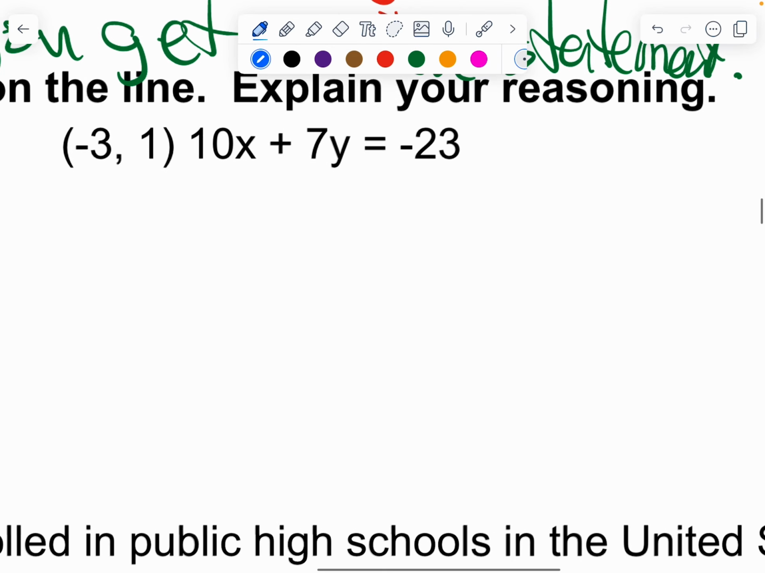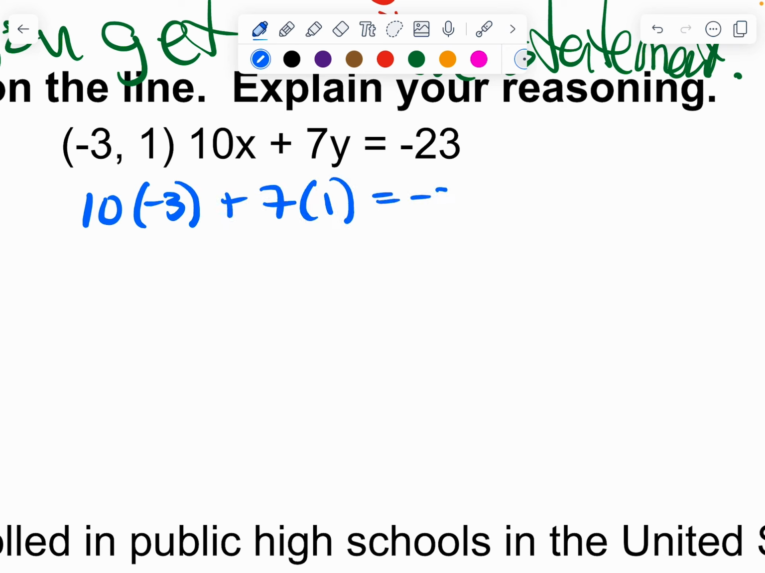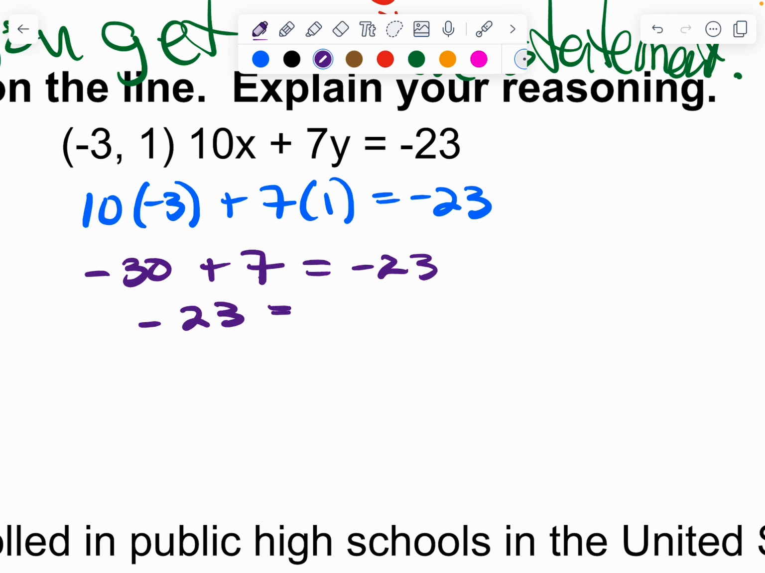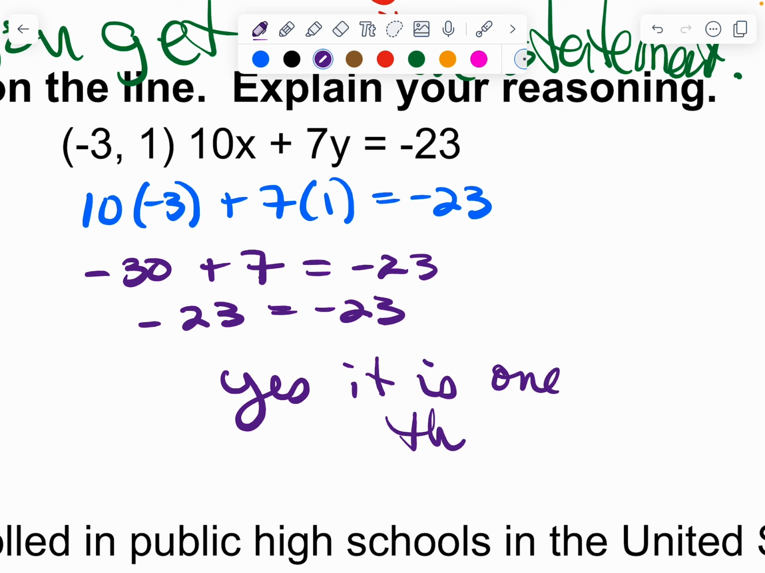Okay, so then we come over and do this one. I replace x with negative 3. I replace y with 1. Do this problem. Negative 30 plus 7, does that equal negative 23? Negative 23 equals negative 23. Yes, it is on the line.